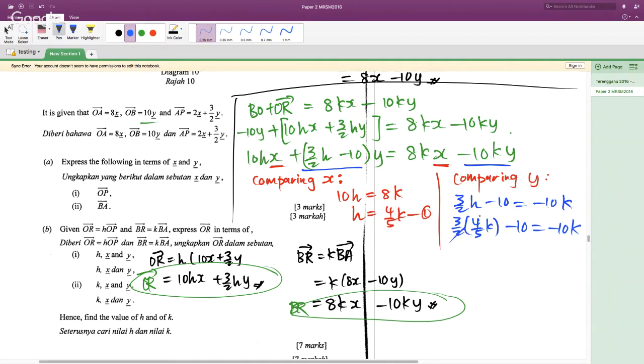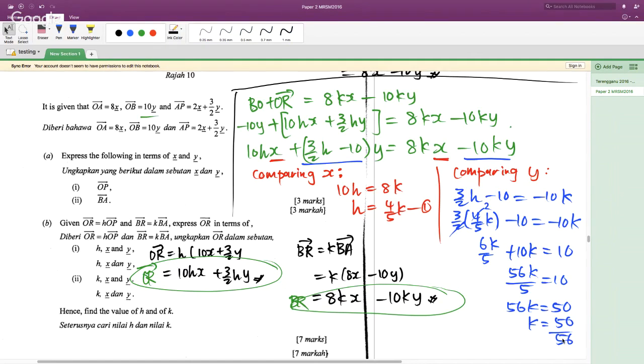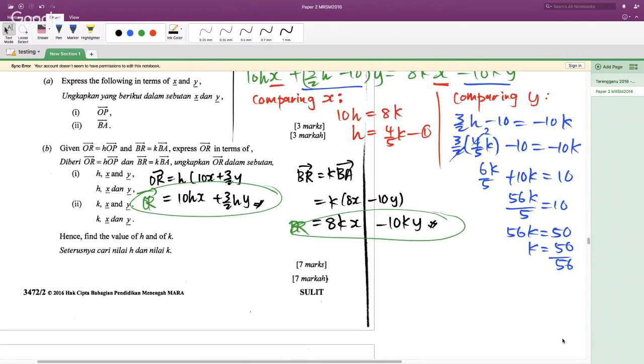So this one I simplify. I basically get 6k over 5 plus 10k equals 10. So this one will be 56k over 5 equals 10. 56k equals 50. K equals 50 divided by 56. I hope I got it correct because the answer seems a bit weird. This is 25 over 28. All right, this is my final answer.